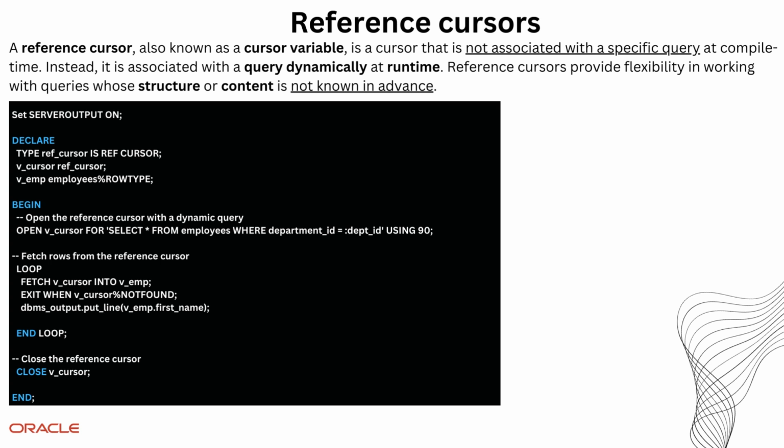A reference cursor, also known as a cursor variable, is a cursor that is not associated with a specific query at compile time. Instead, it is associated with a query dynamically at runtime. Reference cursors provide flexibility in working with queries whose structure or content is not known in advance.